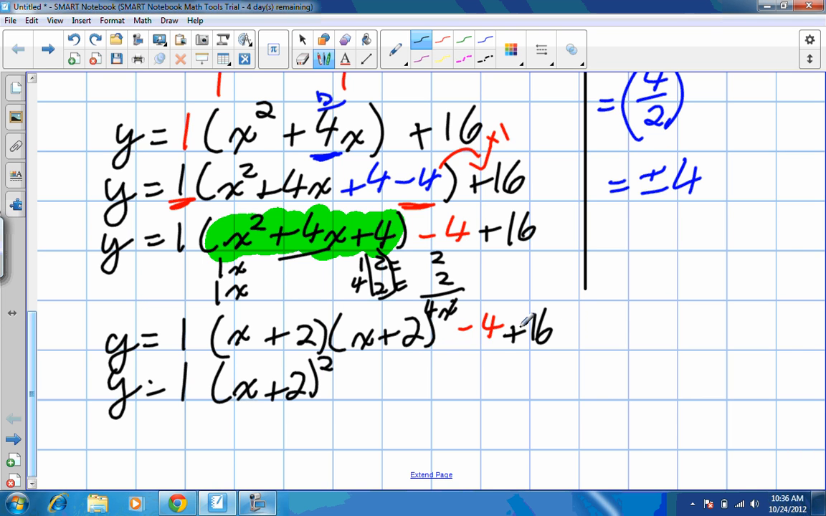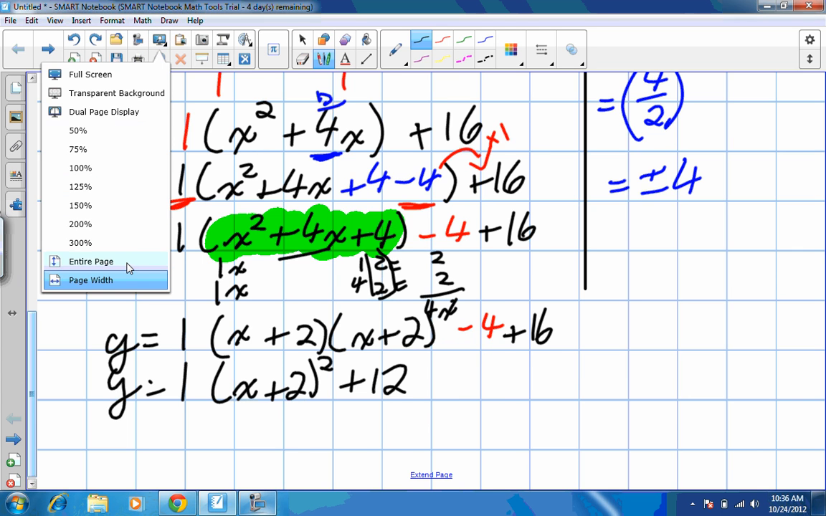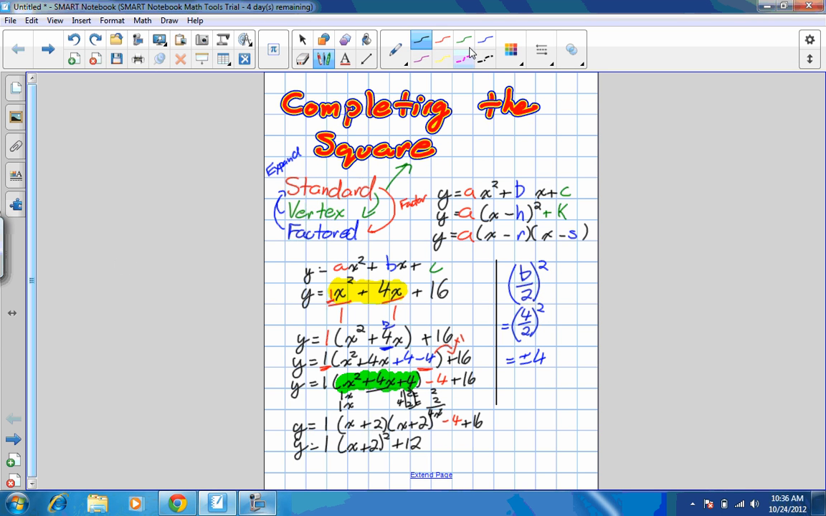What's negative 4 plus 16? That's right. Now, we're going to zoom out a little here. I want you guys to make the connection. If you guys notice, what form are we in right now? We're in vertex form right now. So, with the information we have down here, we've just moved from standard, which was here, to our vertex form. Completing the square was many steps in this case.